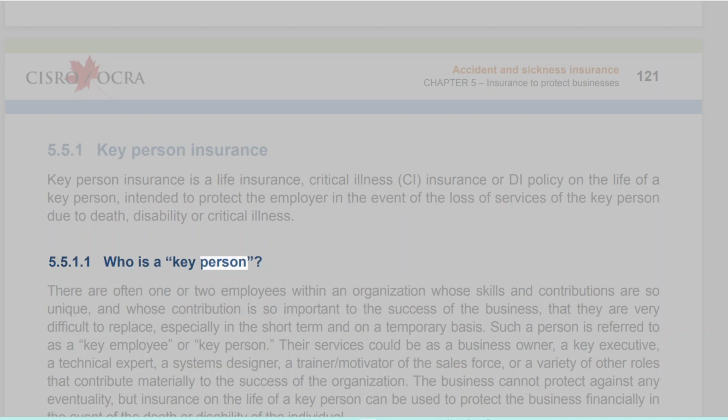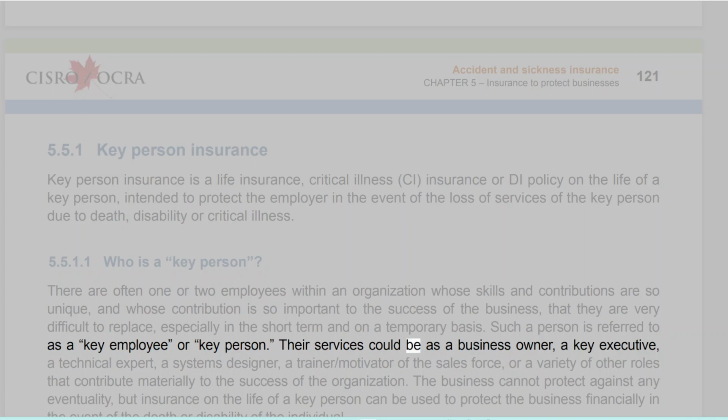5.5.1.1 Who is a key person? There are often 1 or 2 employees within an organization whose skills and contributions are so unique, and whose contribution is so important to the success of the business, that they are very difficult to replace, especially in the short term and on a temporary basis. Such a person is referred to as a key employee or key person.